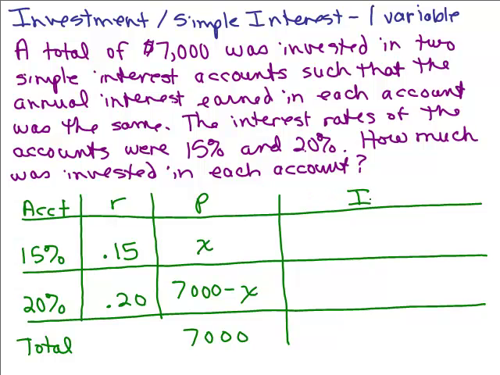So we've defined our variables. X stands for how much money we're putting in the 15% account. 7,000 minus X is how much we're putting in the 20% account.